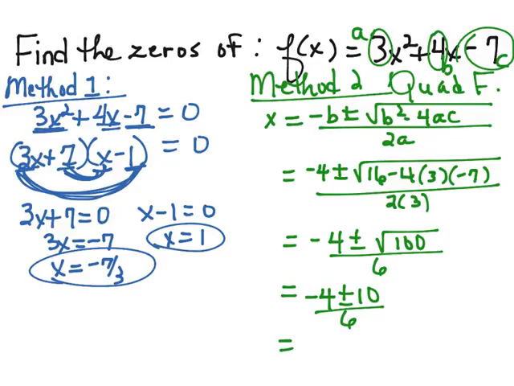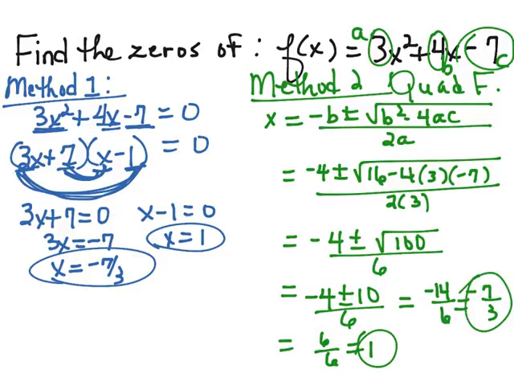So negative 4 plus 10 would be equal to 6, and 6 divided by 6 is 1. Or negative 4 minus 10 would be equal to negative 14 divided by 6, which is negative 7/3. Now the beauty of mathematics is we worked this problem two totally different ways and we obtained the same answer. So you may work this problem whichever way works best for you.